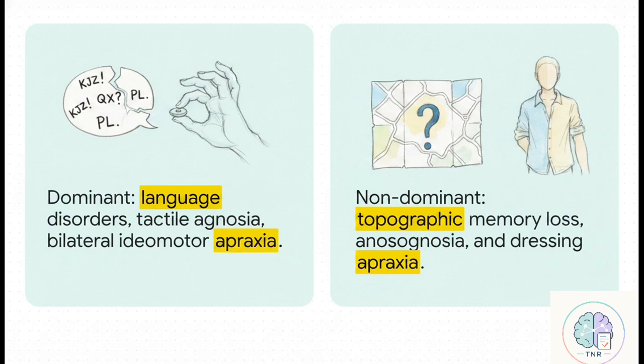You might also see tactile agnosia, an inability to recognize objects just by touch. Conversely, a non-dominant right-sided lesion strips away topographic memory. The patient literally loses their spatial sense of their surroundings and gets lost easily. This is also where you see that severe anosognosia and dressing apraxia we just talked about.